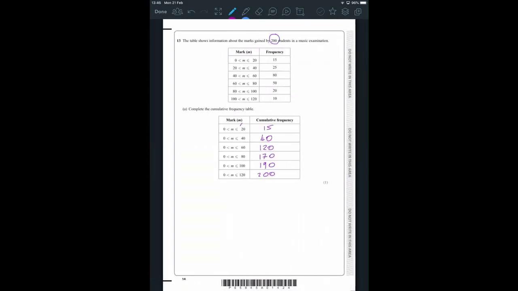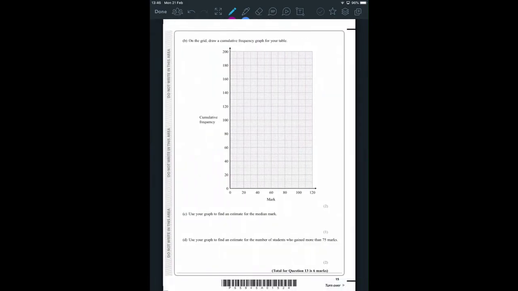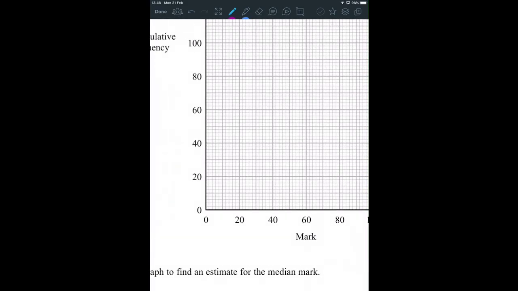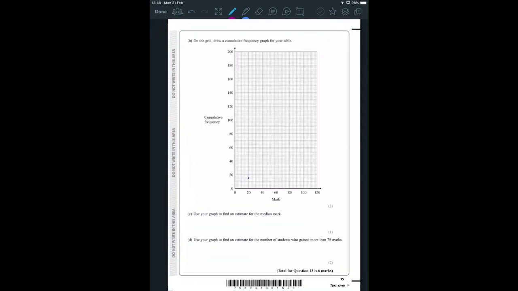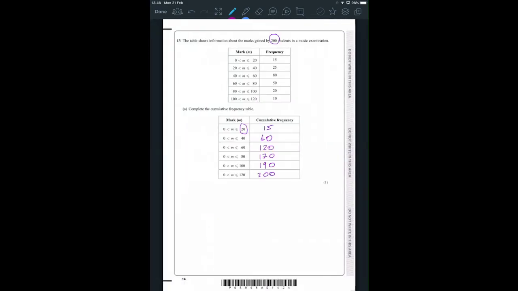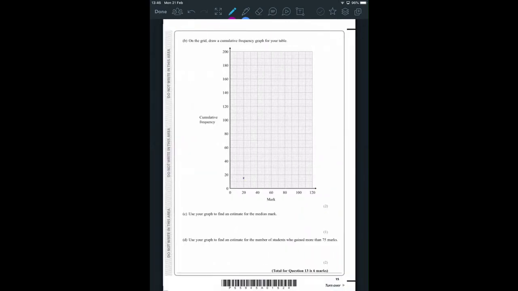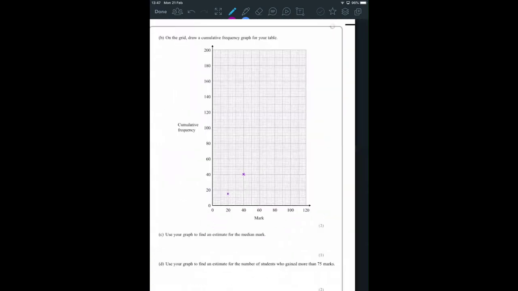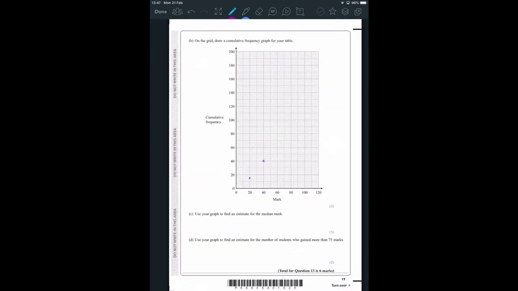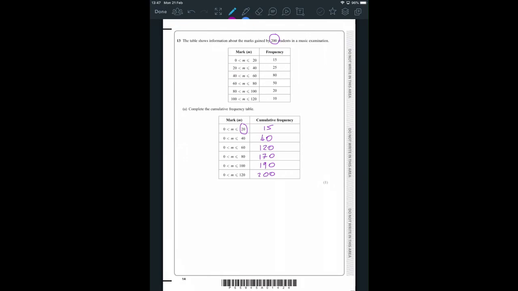First one to plot is the 20, 15. So a mark of 20 with a frequency of 15. It appears that each of these squares are 2 each, so to get 15, we're going to go in between some values. For 40, we're at 40. Some nice symmetry there. I apologise for the jarring zooming in and out. It's the only way to get it accurate.